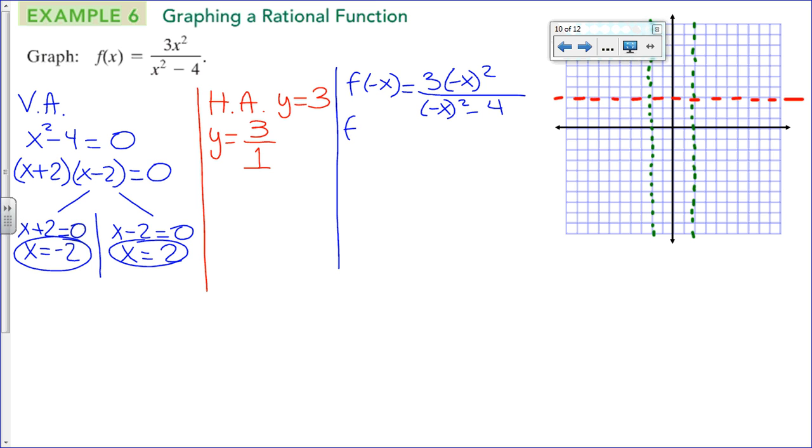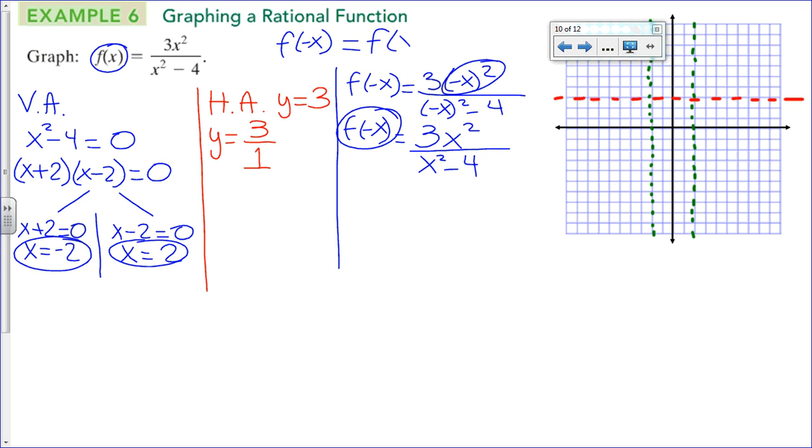And we know that whenever we square a negative quantity, that remains positive, because we're multiplying negative x times negative x, so that will be positive x squared. Similarly here, negative x squared will be x squared minus 4. And so what we're seeing is that f of negative x is the exact same thing as f of x. And because of that, we say the function is even, and even functions are symmetric with respect to the y-axis.